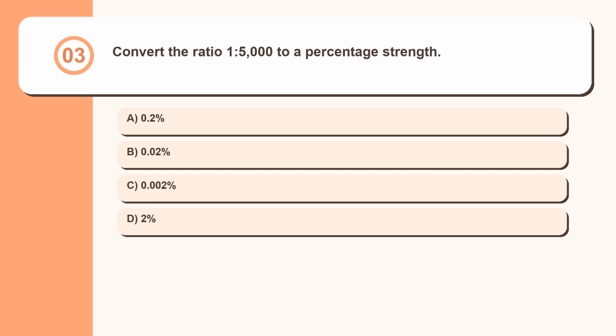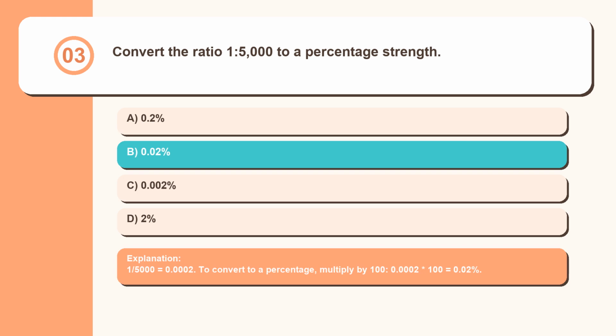Question 3. Convert the ratio 1 to 5,000 to a percentage strength. 0.2%, 0.02%, 0.002%, 2%. 1/5000 equals 0.0002. To convert to a percentage, multiply by 100. 0.0002 times 100 equals 0.02%.